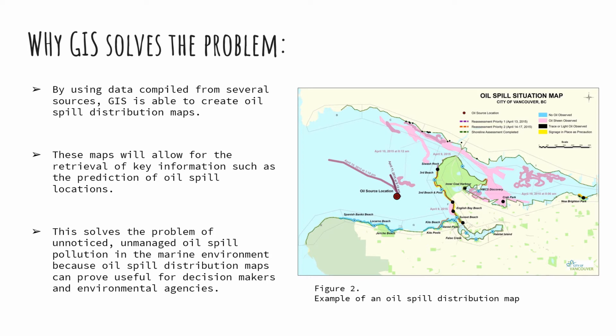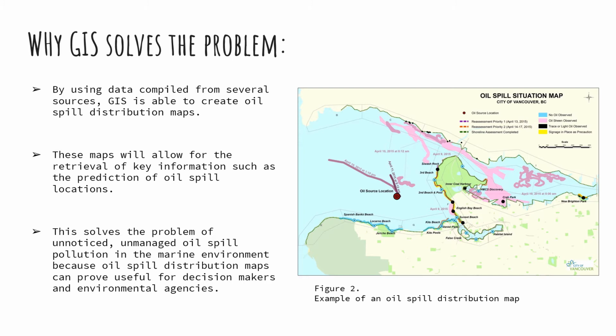Second, these maps will allow for the retrieval of key information such as the prediction of oil spill locations. That was their main focus, but not only that, these maps can also reveal offshore and onshore sources of oil spills, and even estimate the intensity of the pollution, meaning that it can incorporate different pieces of data such as pollution in the area or where this oil is coming from.